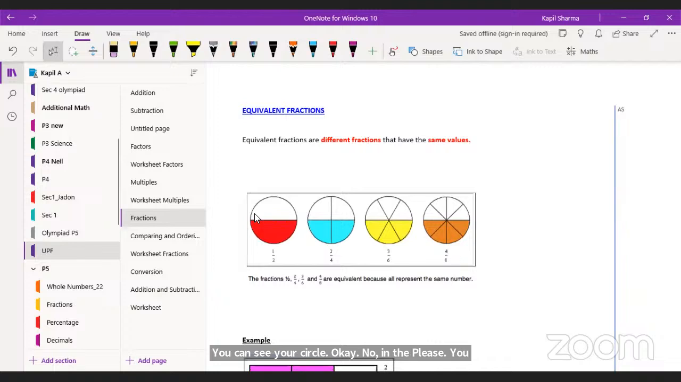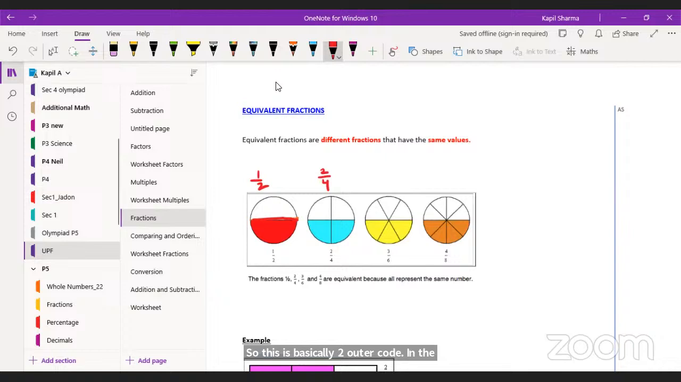Okay. Now, in the first case, you have only one shaded part. The circle has been divided into two, right? And one of these is shaded. So we say that this is half. Okay. 1 out of 2. Now, if you look at the second one, here the circle has been divided into 4 parts. And we have shaded two out of those 4. So this is basically 2 out of 4.